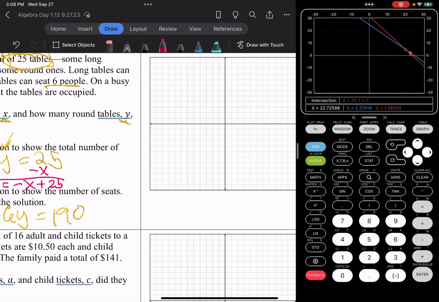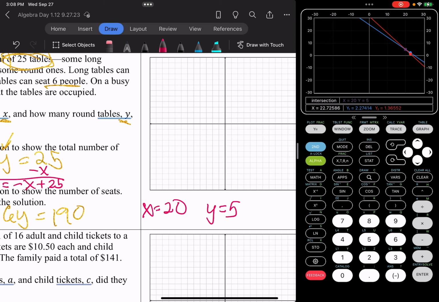Enter, and then it gives me the intersection of x equals 20 and y equals 5. So this means we have 20 long tables and 5 round tables. So then what you need to do is sketch this on your graph.